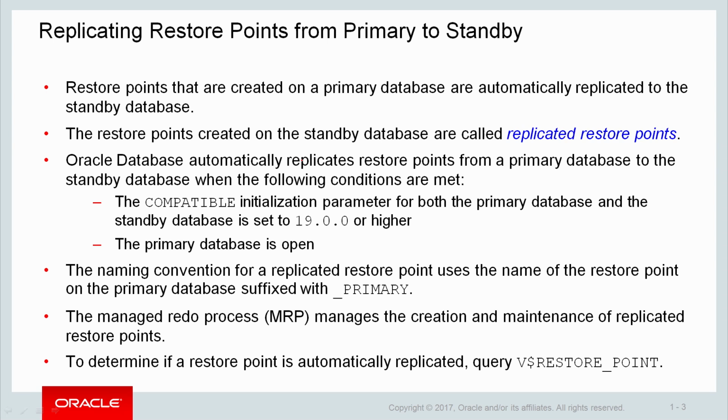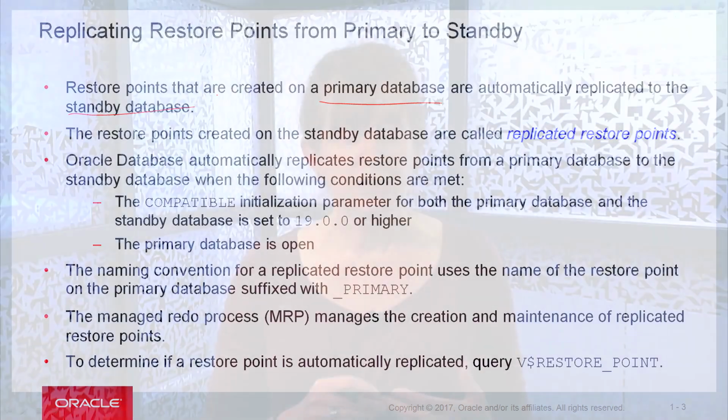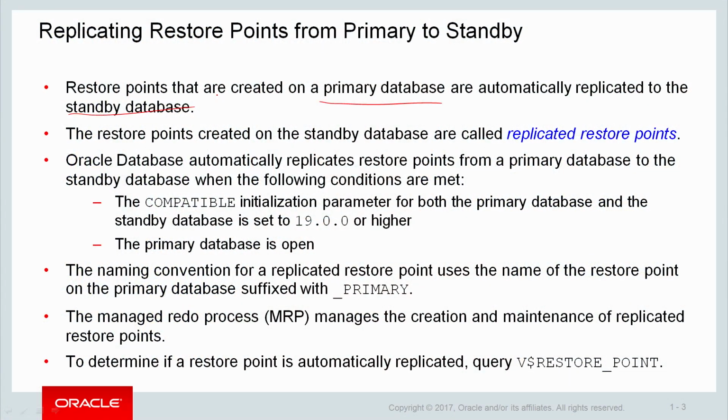Restore points that you create on the primary database will be automatically replicated to your standby database. These restore points created on the standby database are called replicated restore points. If you look inside the V$RESTORE_POINT view, you'll find there's a new column saying whether they have been replicated or not. Oracle Database automatically replicates restore points from a primary database to the standby database when the following conditions are met. The COMPATIBLE initialization parameter for both the primary database and the standby database must be 19 or higher, and the primary database must be open.